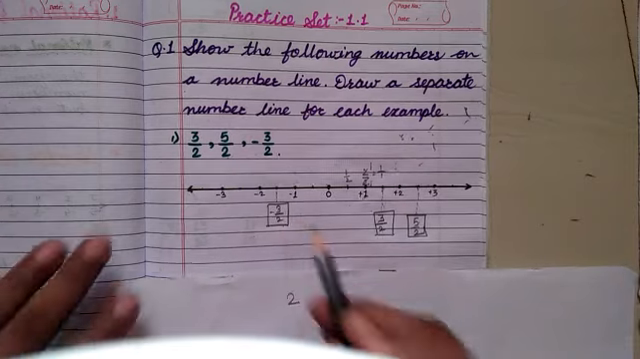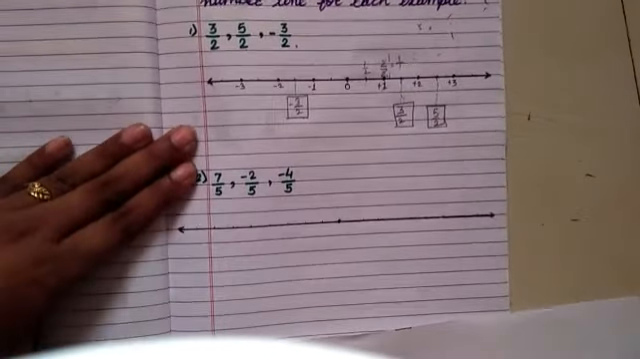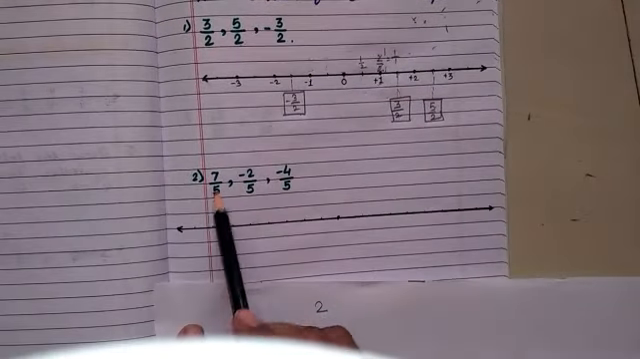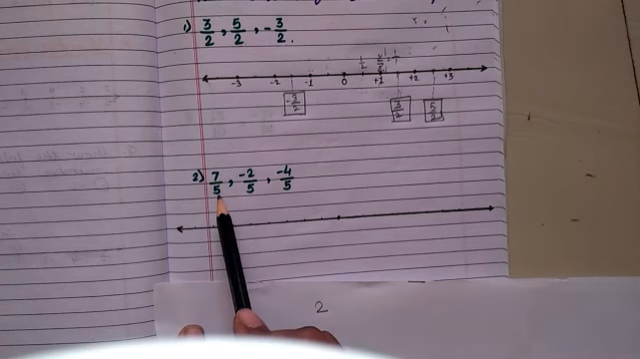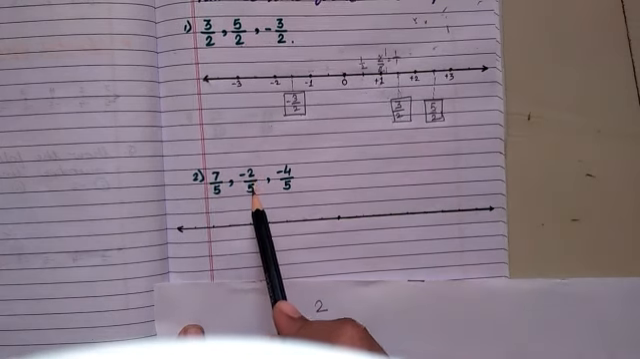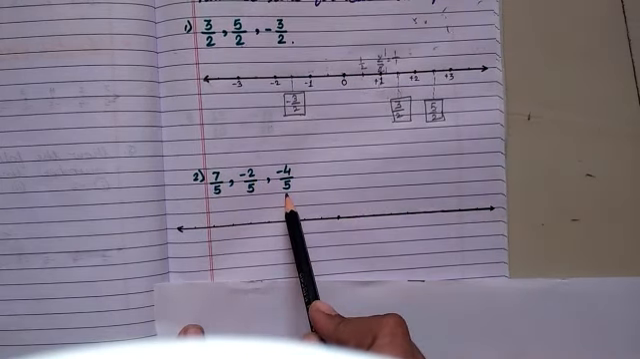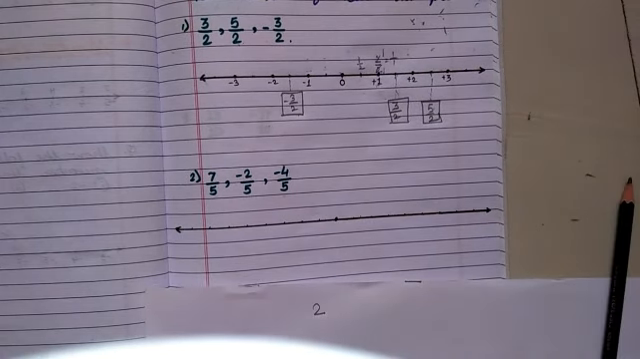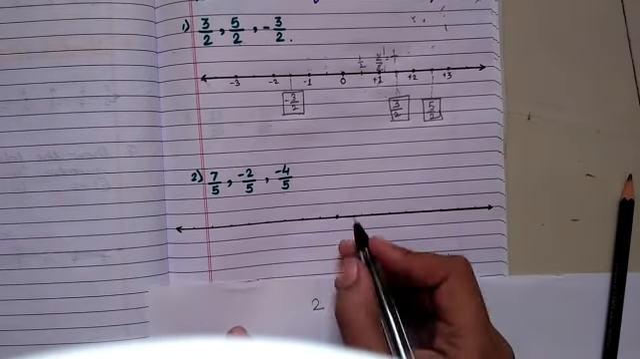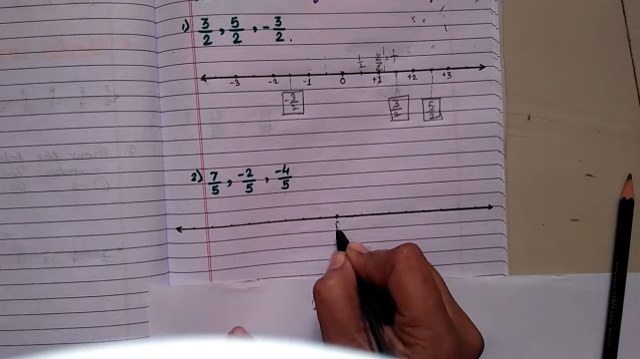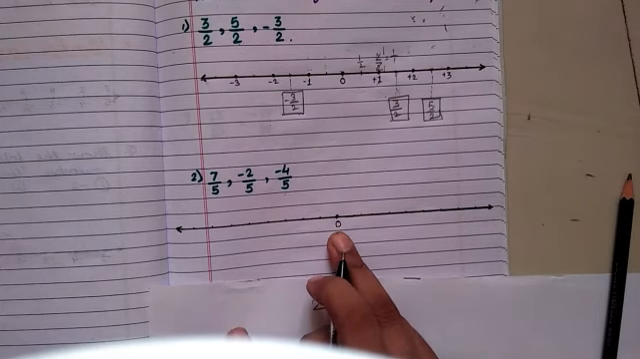Again, our second question from the textbook is that we have to show 7 upon 5, negative 2 upon 5, and negative 4 upon 5 on the number line. Here I have already drawn one number line. The center point is indicated with the 0.